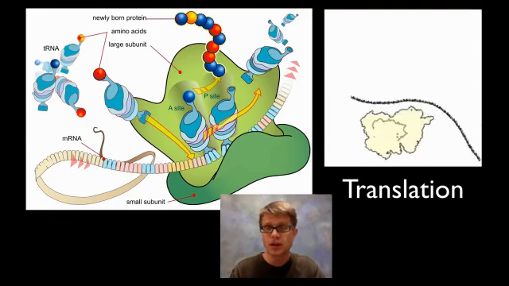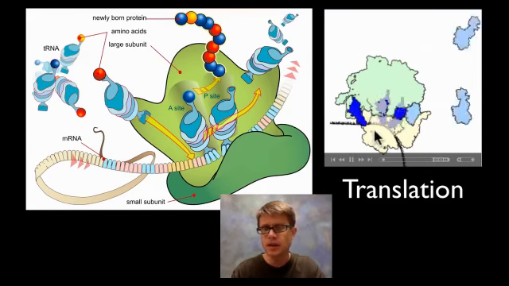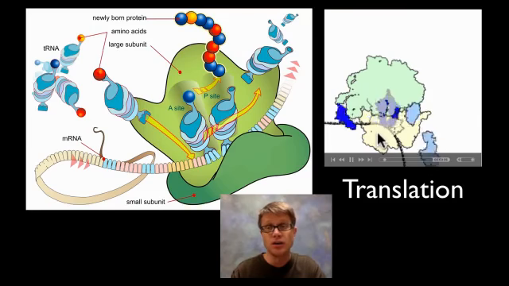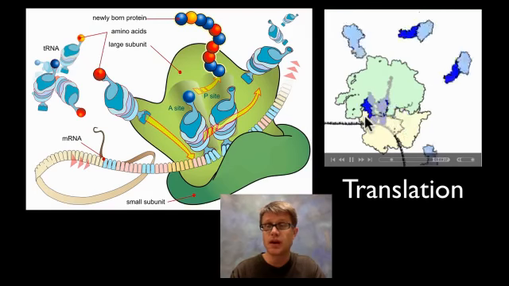And so I'm going to start this animation over here. Let me talk you through it. This down here is going to be the small subunit. This on top is going to be the large subunit. And then we can see that we have all of these dark blue tRNAs coming in, and they're actually bringing their amino acids with them.